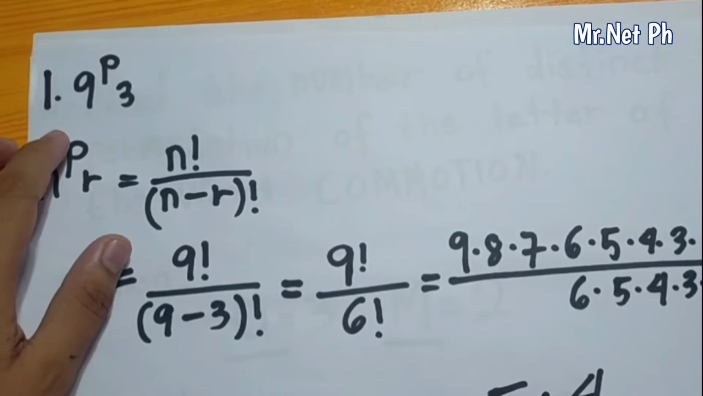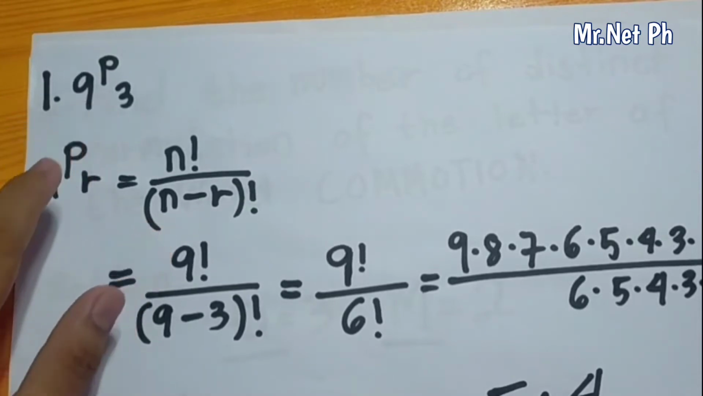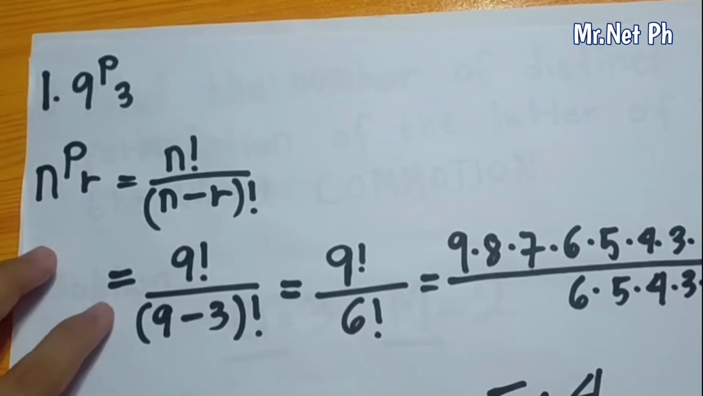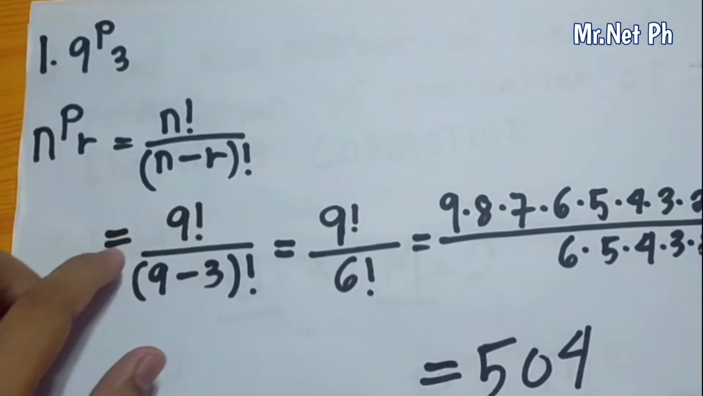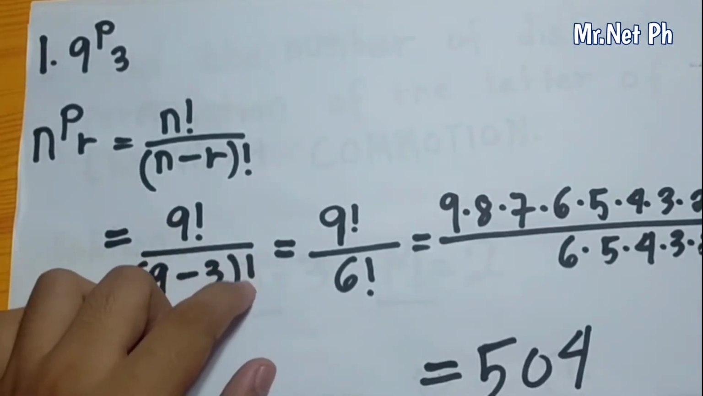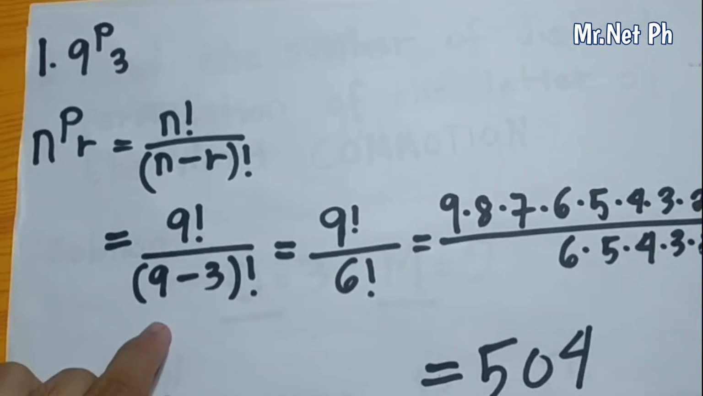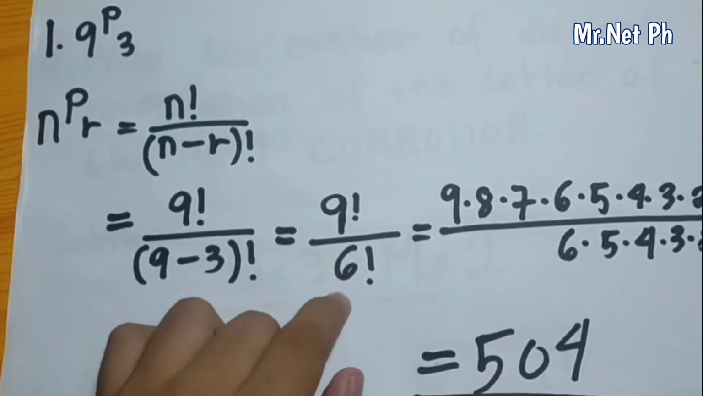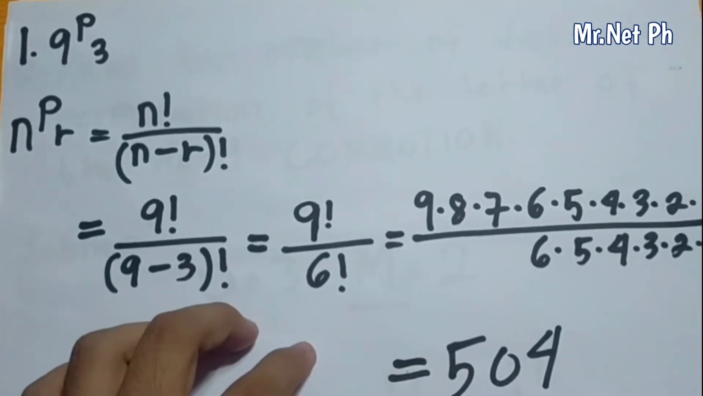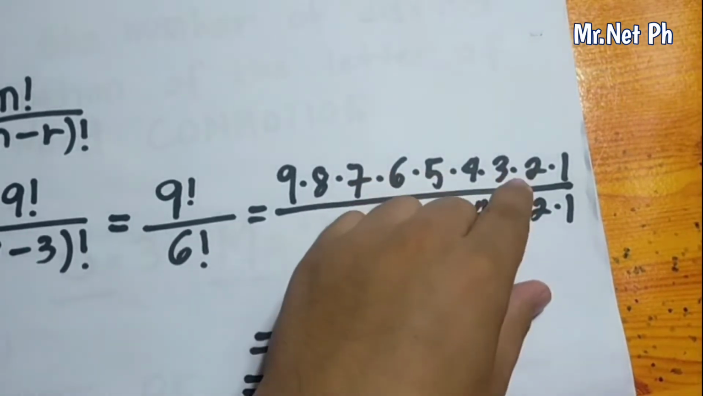So here is problem number 1. Permutation of 9 taken 3 at a time. So this is the formula. So let's substitute in this problem. 9 factorial over the quantity of 9 minus 3 factorial. So ima-minus natin siya, is equal to 9 factorial over 6 factorial kasi 9 minus 3 is equal to 6 factorial. So, expand natin siya ang factorial. So, 9 times 8 times 7 times 6 times 5 times 4 times 3 times 2 times 1.